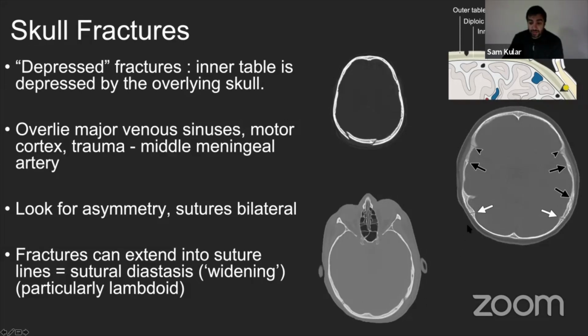If we have a fracture that goes through the suture, it can sometimes widen the suture on one side. So here on this bottom picture, you can see that there's widening of the left side of the lambdoid suture compared to the normal right side. That's because a fracture is passing through that skull suture, and therefore we call this diastasis, or widening of the suture. It's particularly common in the lambdoid suture where we have occipital bone fractures.